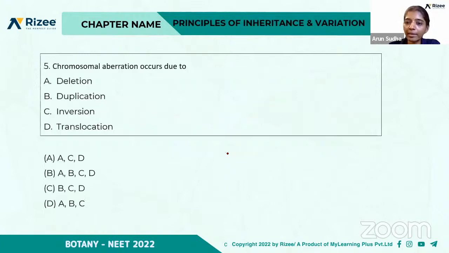So B is the right answer. Chromosomal aberration occurs due to deletion, duplication, inversion, and translocation. So which is the right answer? Yes, B is the right answer. Both, that is all A, B, C, and D. So chromosomal aberration is the change in the structure and the number of chromosomes that occurs due to either deletion or duplication, inversion, or translocation. So B is the right answer.